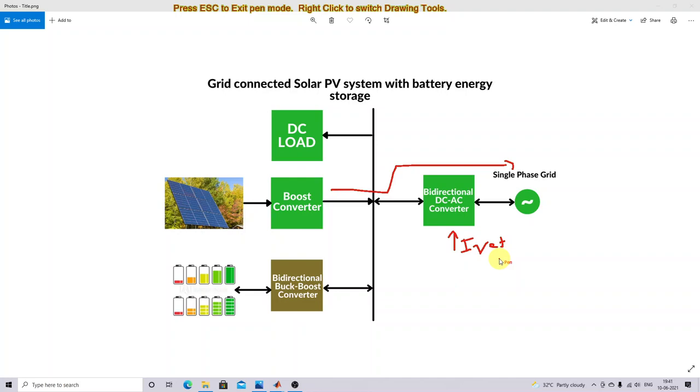And also whenever the irradiation changes in the system environment, right, during that time definitely there is change in the solar power, right? During that time the battery is going to supply the power to the DC load as well as supply the power to the grid. So this is the concept we are going to implement in the MATLAB. So let's start with that MATLAB implementation.